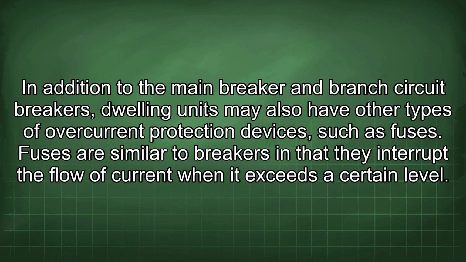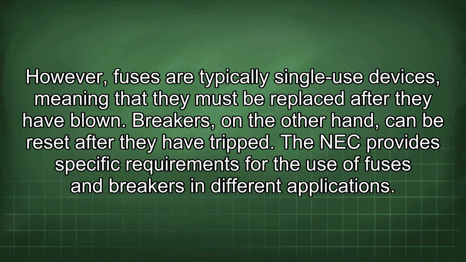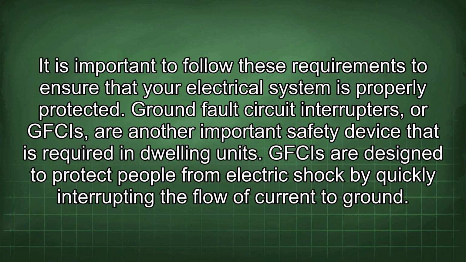In addition to the main breaker and branch circuit breakers, dwelling units may also have other types of overcurrent protection devices, such as fuses. Fuses are similar to breakers in that they interrupt the flow of current when it exceeds a certain level. However, fuses are typically single-use devices, meaning that they must be replaced after they have blown. Breakers, on the other hand, can be reset after they have tripped. The NEC provides specific requirements for the use of fuses and breakers in different applications. It is important to follow these requirements to ensure that your electrical system is properly protected.